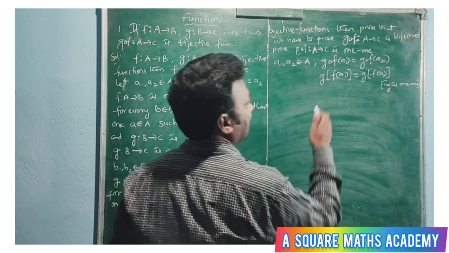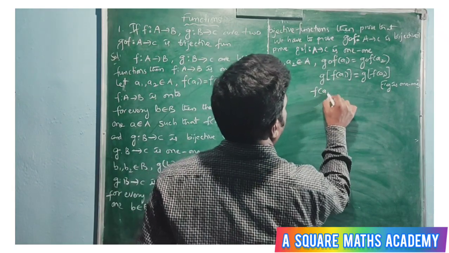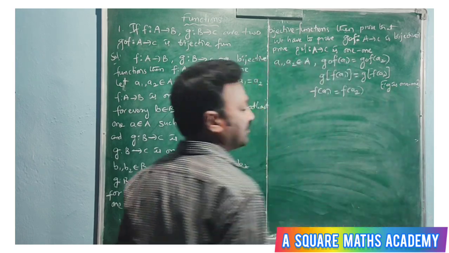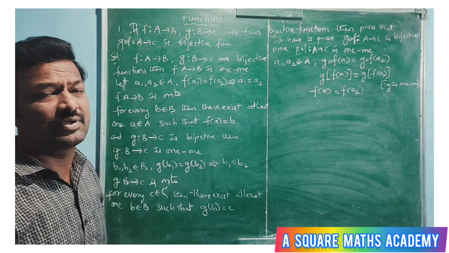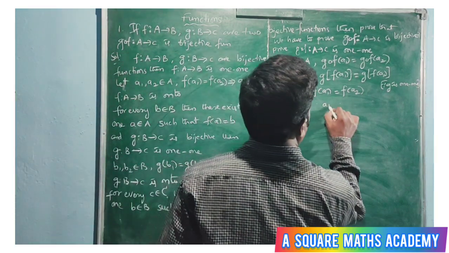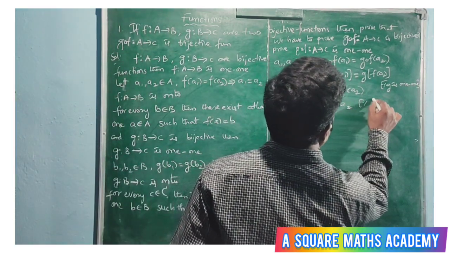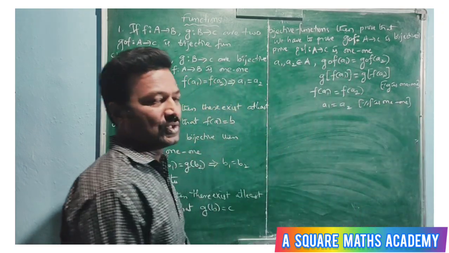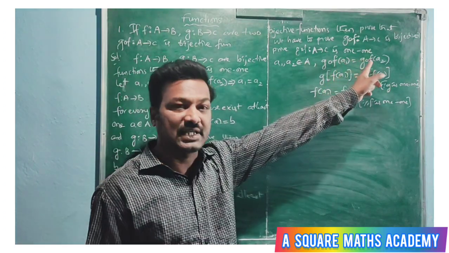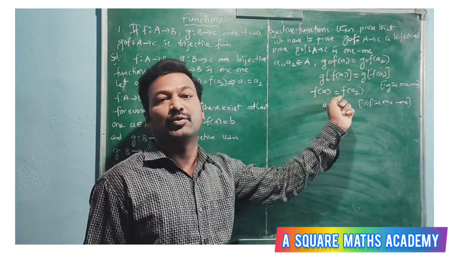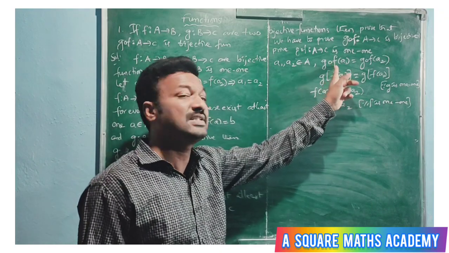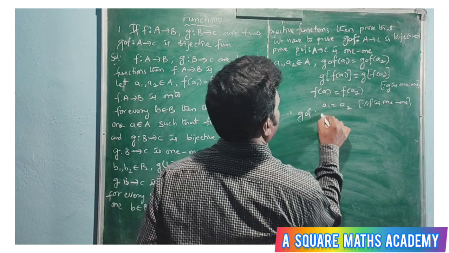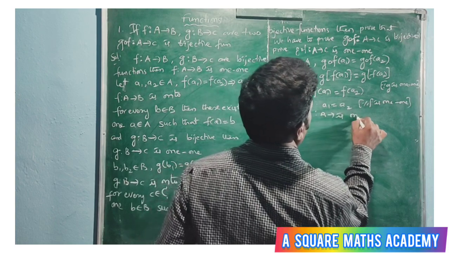Then what we get here? F of A1 equals F of A2 we get here. Since G is 1-1 and F is also 1-1, that's why A1 equals A2. Since F is 1-1. Clear? So we got G circle F of A1 equals G circle F of A2, we taken. Then after we prove A1 equals A2. So that's why G circle F is 1-1. Therefore G circle F from A to C is 1-1. 1-1 is over.